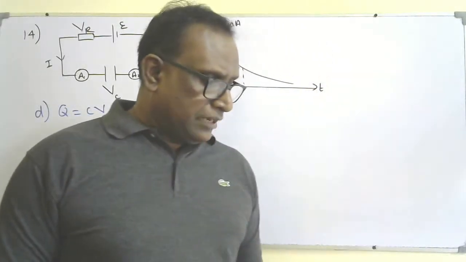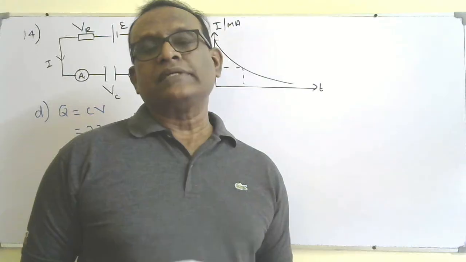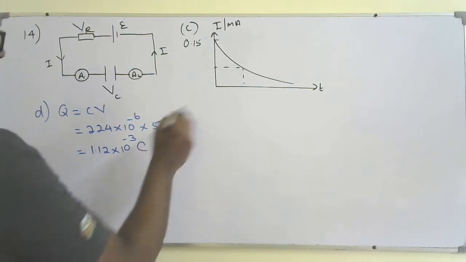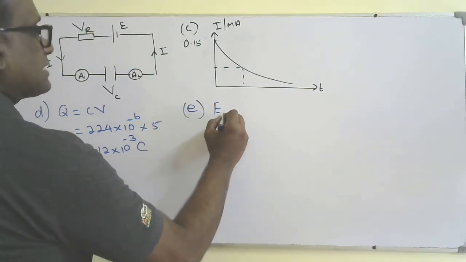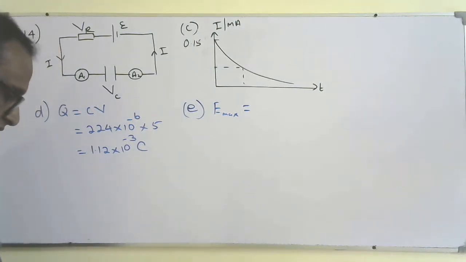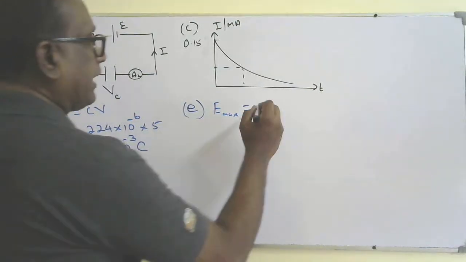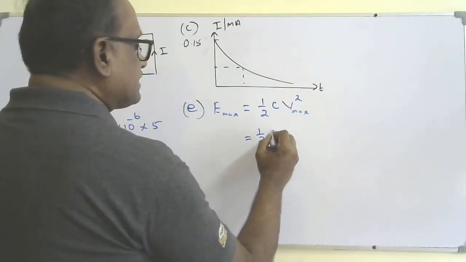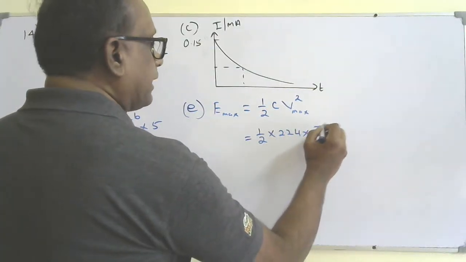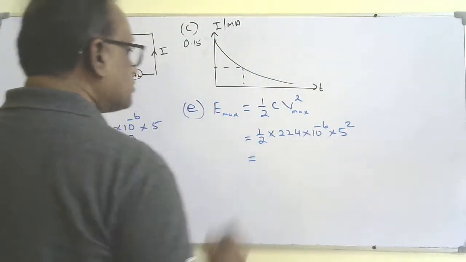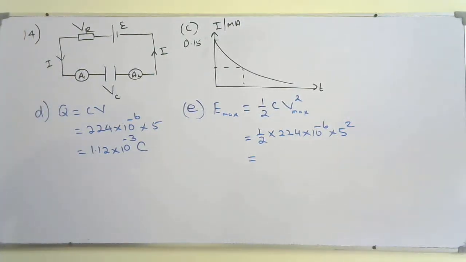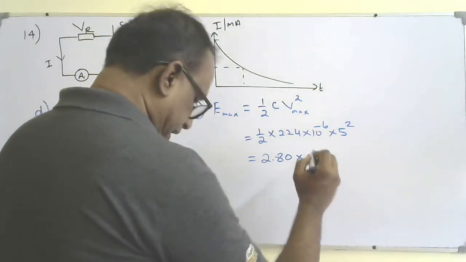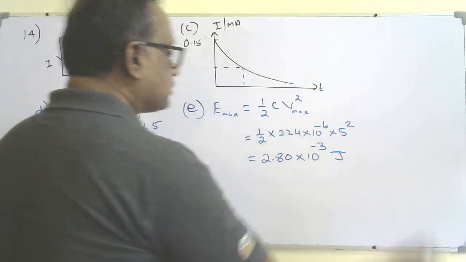E part, determine the maximum energy stored in the capacitor. Maximum energy is stored when the capacitor has the maximum voltage across it or maximum charge in it. So I can say E max, the maximum energy, is equal to half QV, or half CV squared, half C V max squared. So half into C, 224 × 10 to the power minus 6, into 5 squared. Solve it, and that will be 2.80 × 10 to the power minus 3 joules.